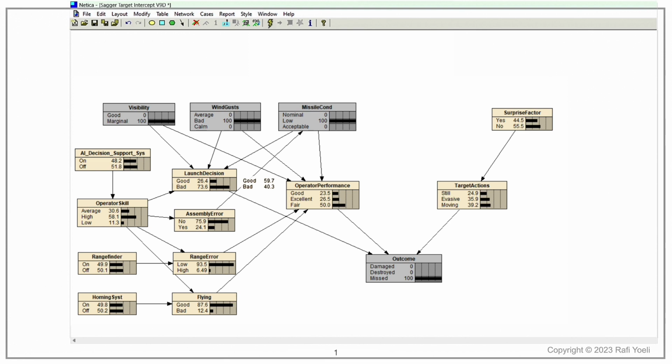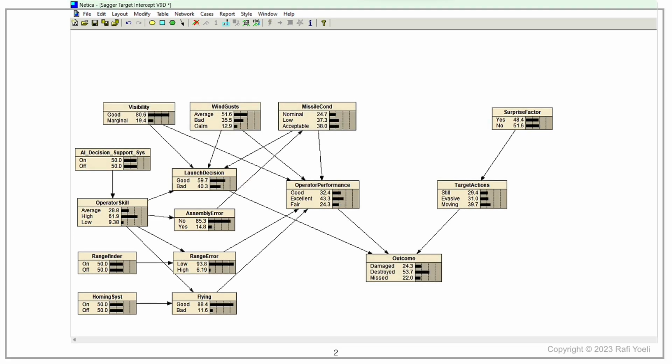We could continue experimenting, including getting some answers to the question, what difference would the rangefinder, homing system, and AI decision support system have made in different scenarios? But we will continue with these in a separate discussion. For now, let us summarize what we did and learned today.